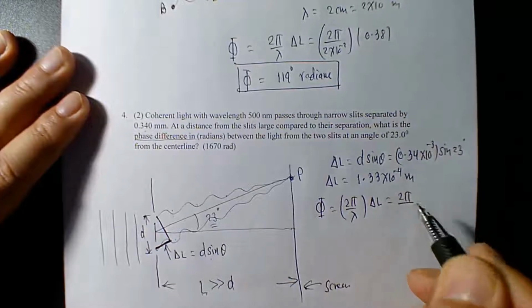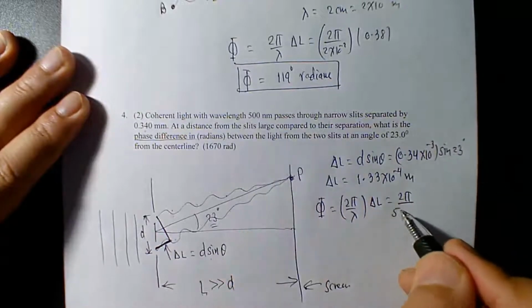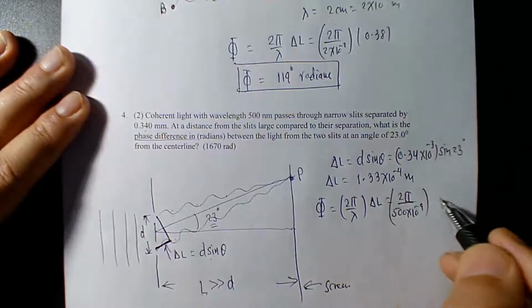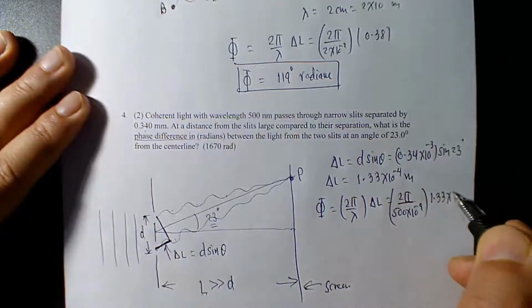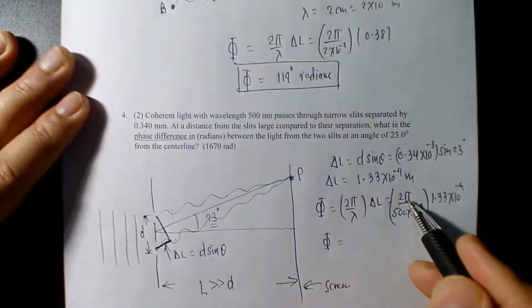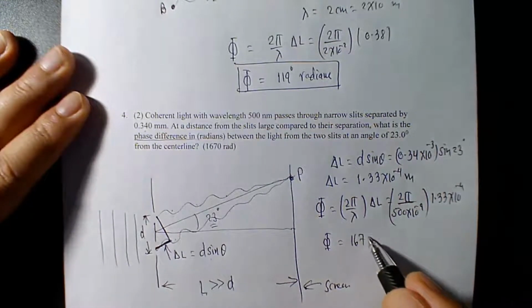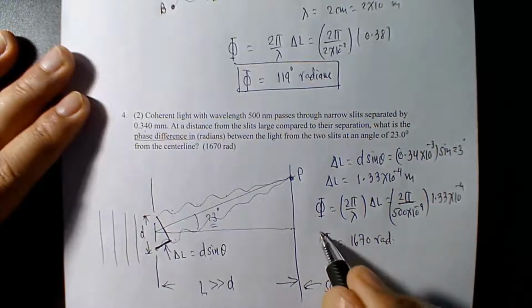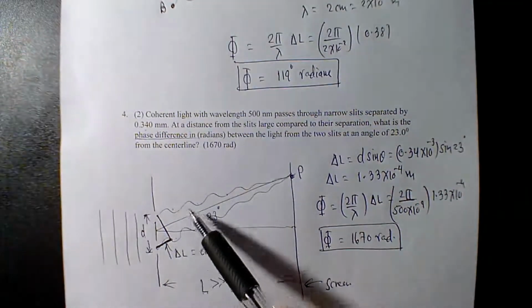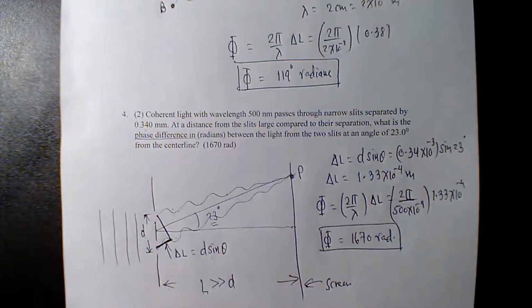2 pi over the wavelength of the light used, which is 500 nanometer. Nano means 10 to the power -9. And delta L is 1.33 times 10 to the power -4. And this again will be in radians. We get it as 1670 radians as the answer. That's the phase difference between the two light waves arriving here.